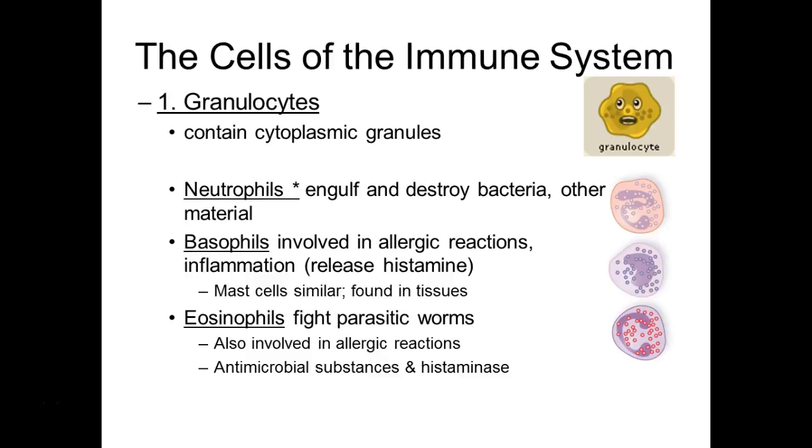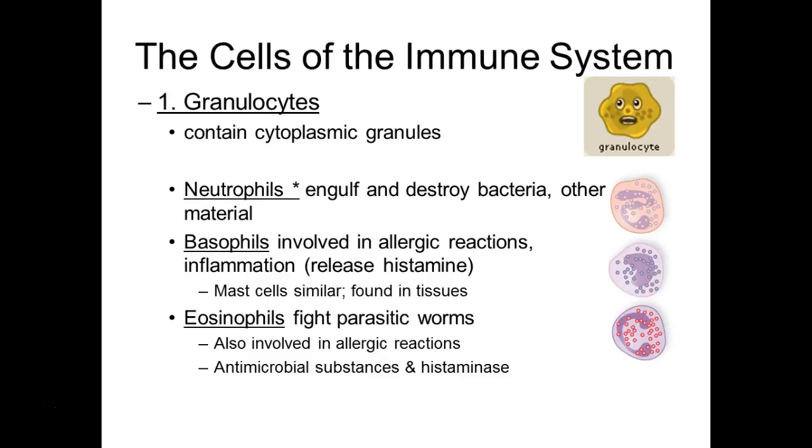Eosinophils help with parasitic worm infections. And they're also involved in allergic reactions, but they're the ones that quiet down what basophils start. They produce several antimicrobial substances as well, and they produce histaminase. So this is an enzyme that breaks down histamine. So basophils will release it, right? We'll get the inflammatory response, but then to stop that response when we need to, eosinophils will release histaminase.